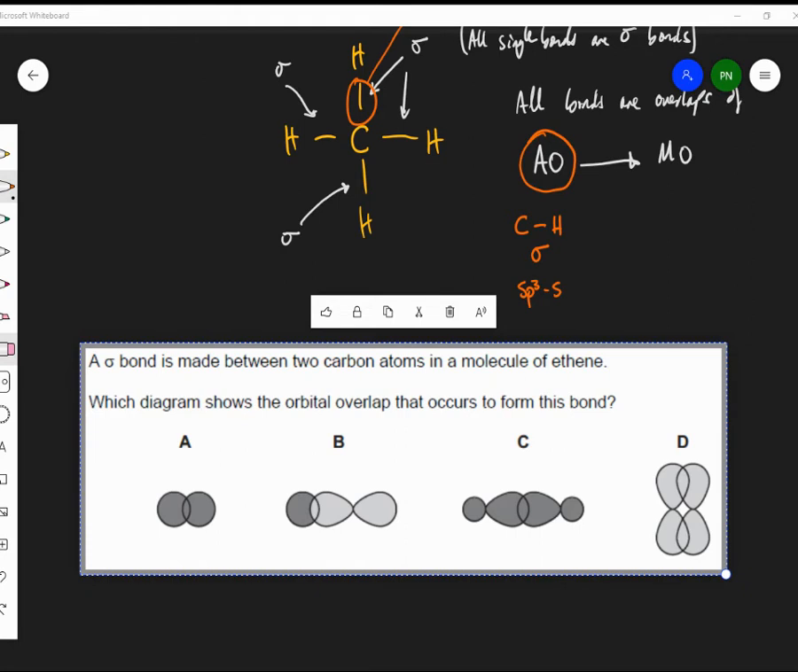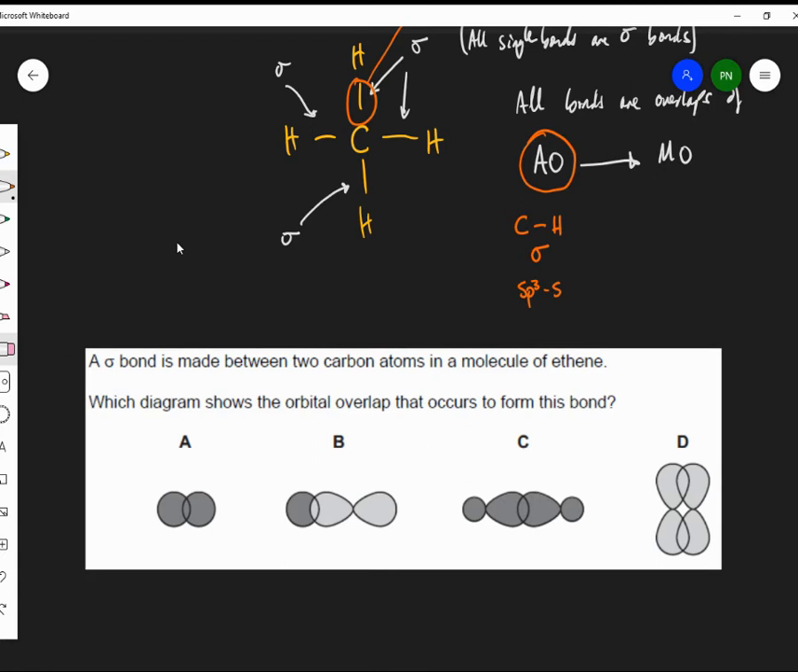How the bonds would look. A sigma bond is made between 2 carbon atoms in a molecule of ethene. Which diagram shows the orbital overlap that occurs? What do you think the answer is there? I think so as well, Basadi. I think it's C.